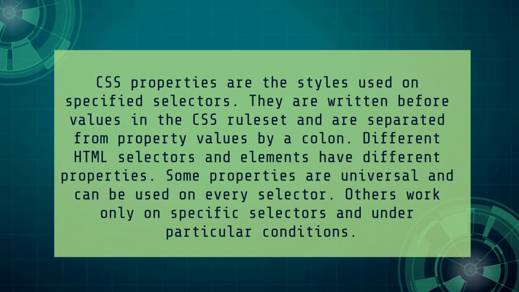CSS properties are the styles used on specified selectors. They are written before values in the CSS rule set and are separated from property values by a colon. Different HTML selectors and elements have different properties. Some properties are universal and can be used on every selector. Others work only on specified selectors and under particular conditions.